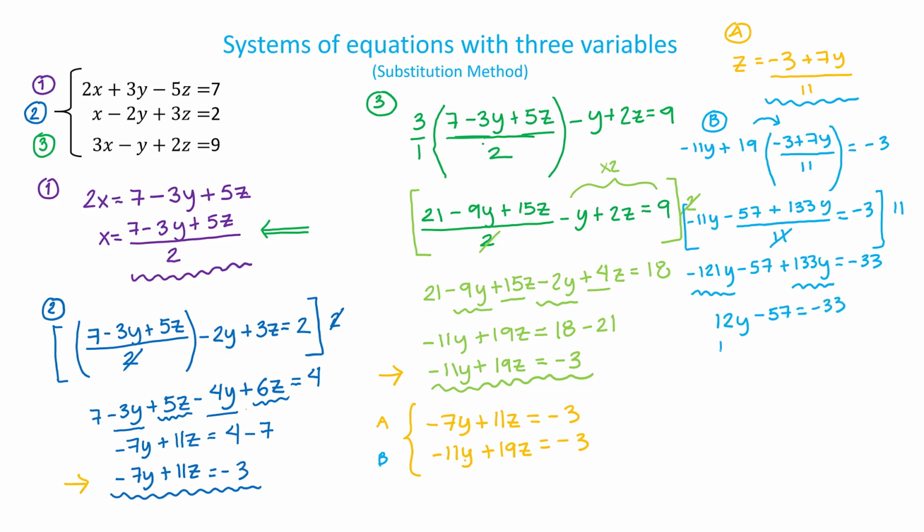We clear? 12y equals minus 33 plus 57. 12y equals 24. Now y equals 24 over 12, which is 2. Okay, now we found the value of y. We still have to find the value of x and the value of c, but since we already have the first value, the other ones you're going to see are quicker to find.